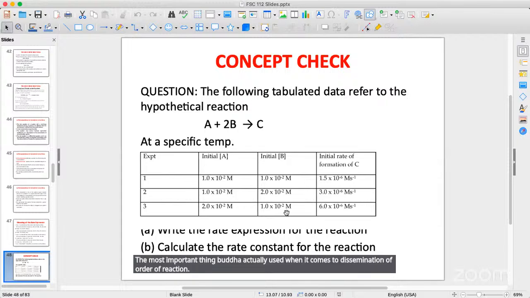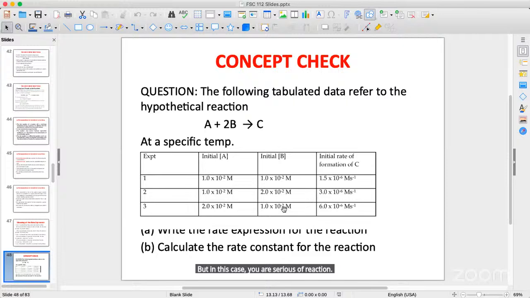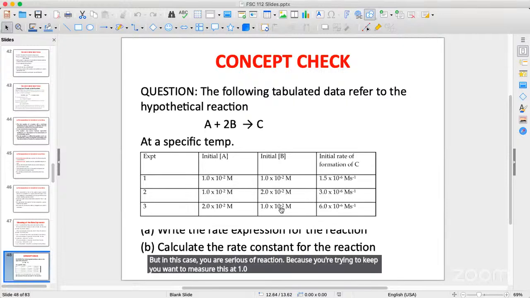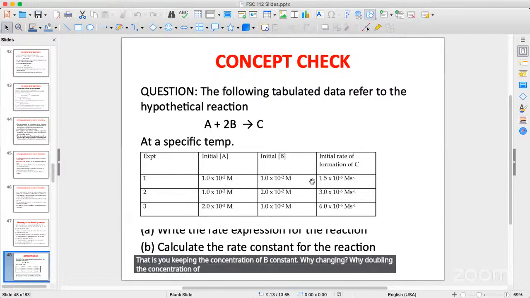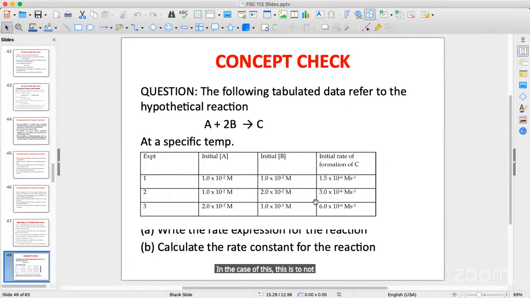But in this case, you have a series of reactions, because you want to measure A at 1.0 and 2.0 while B stays at 1.0. That is you keeping the concentration of B constant while doubling the concentration of A. And of course, you measure the initial rate. But this is not a pseudo-order situation. This is not a pseudo-order situation, because I know that students do get this confused.